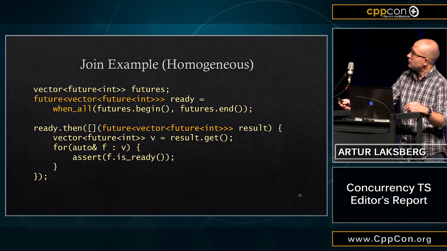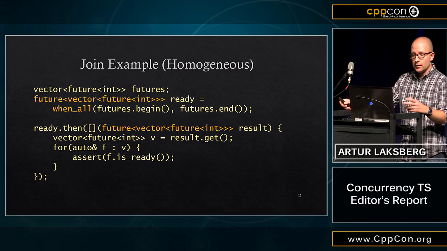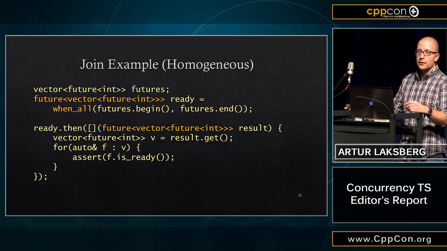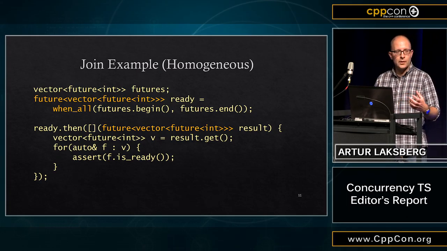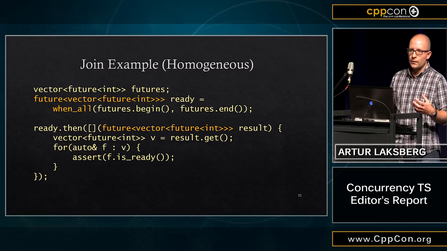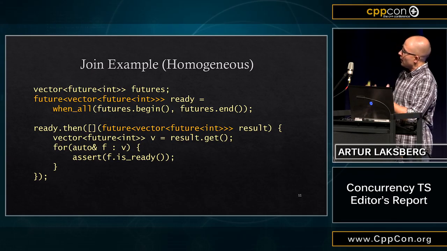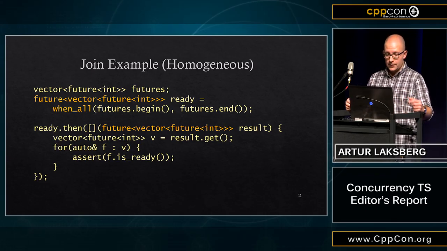Here, the join is implemented by when all operation, which takes a range and returns a future of a vector of a future of an int. And it looks a little bit intimidating, but the good news is that most often you don't have to spell out the type, you just say auto, right? In this case, I spelled it out so that I can explain what it is.